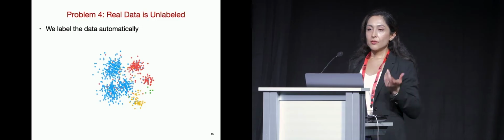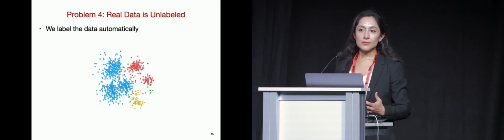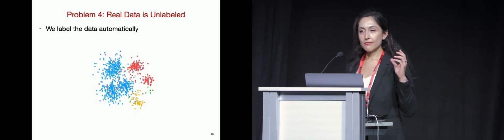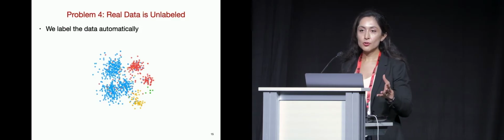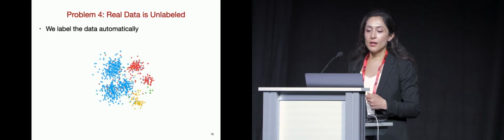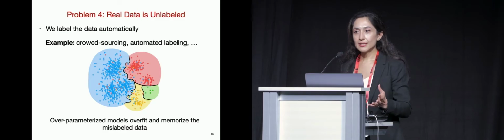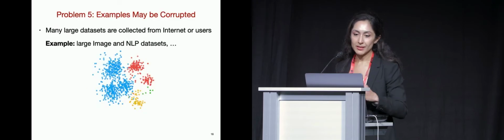Another problem: real data sets that we usually crawl from the internet, these large ones, are usually unlabeled. And if we want to do supervised learning, we usually need to label them ourselves. We usually do crowdsourcing or automated labeling. We introduce a lot of noisy examples, and they drop the performance.